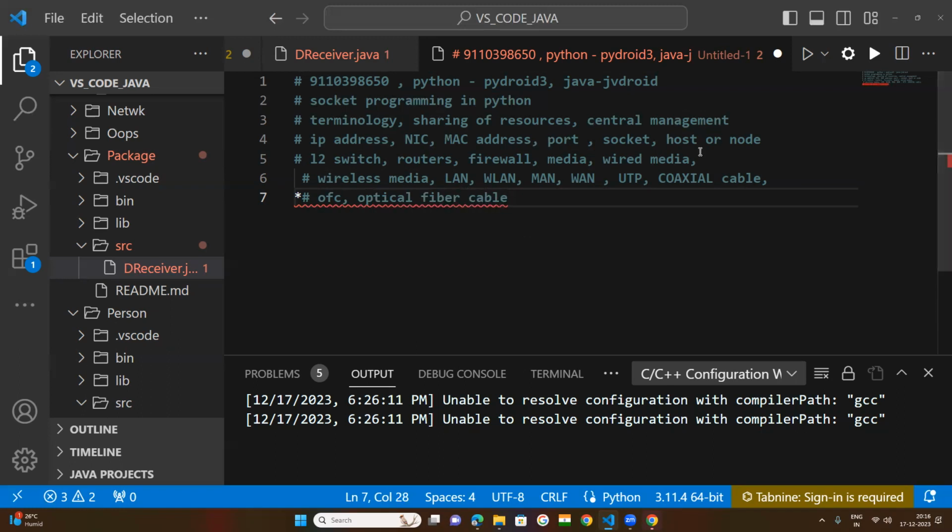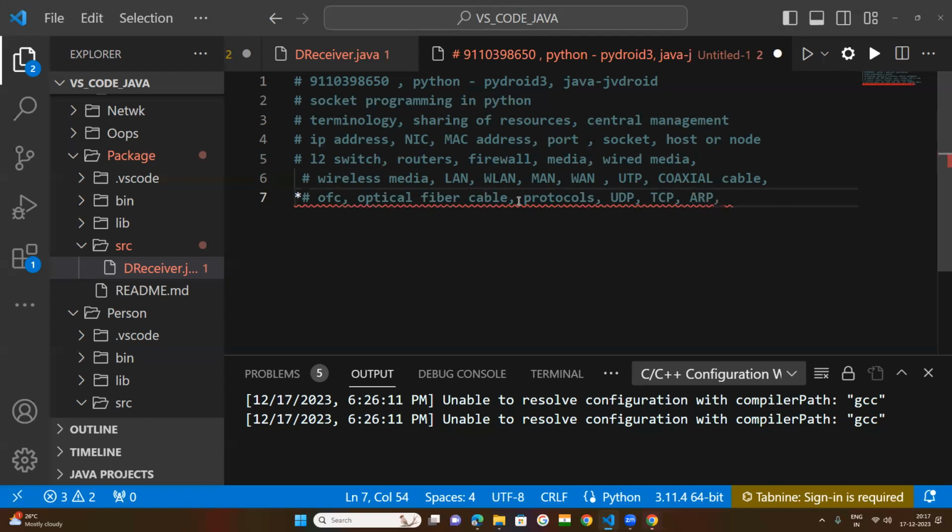So these terms, as a programmer, whenever you want to write the code for socket programming to communicate between two devices, you must understand. And after that, some protocols you must understand. Which type of protocols do you need? TCP, transmission control protocol. UDP, user datagram protocol.